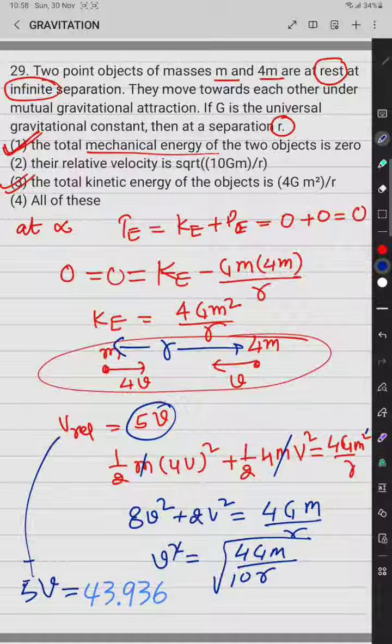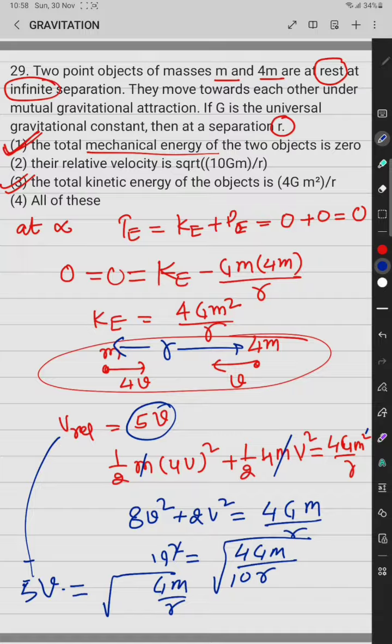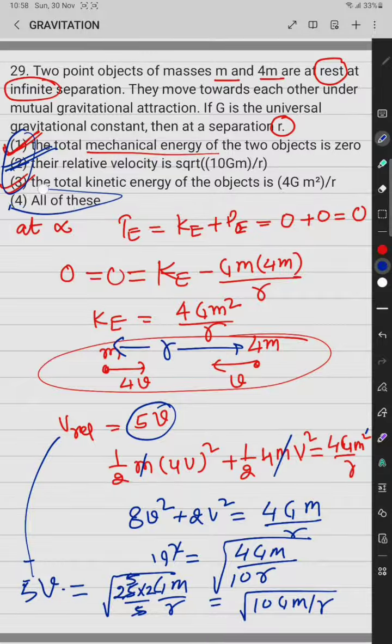Relative is 5 times of v, means we multiply this by 5. Then multiplying by 5, under root GM by r into 25 into 2 by 5. So I think it is under root of 10 GM by r. So the second option is also correct. So all of these are correct.